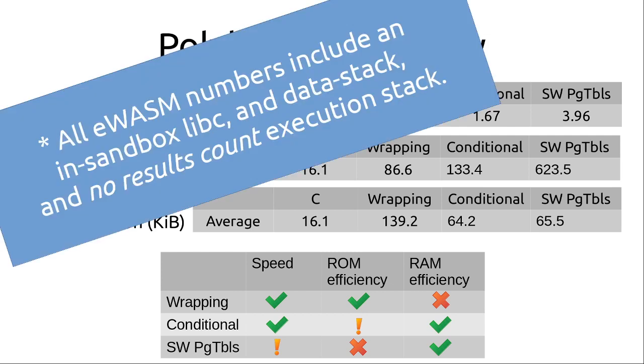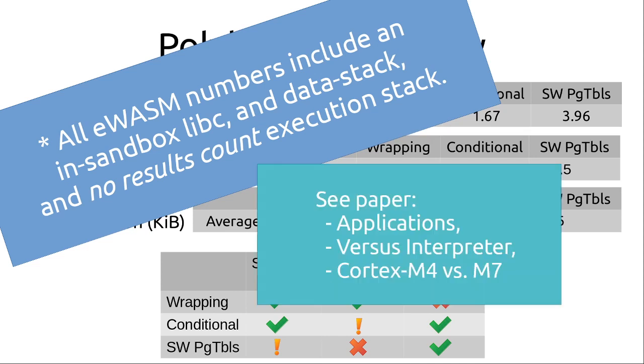I do want to make a note here, that all of the embedded Wasm numbers, especially for memory here, include an in-sandbox libc, so there's additional overhead for that, and the data stack. The data stack is counted inside of our linear memory in these results. However, none of these results, even for C, count the execution stack size. And that's simply because we wanted to be somewhat pessimistic in terms of our reported sizes, and we didn't want to penalize C in any way.